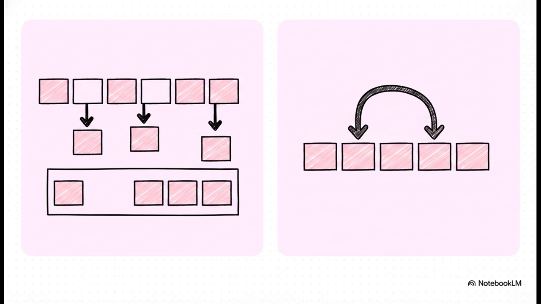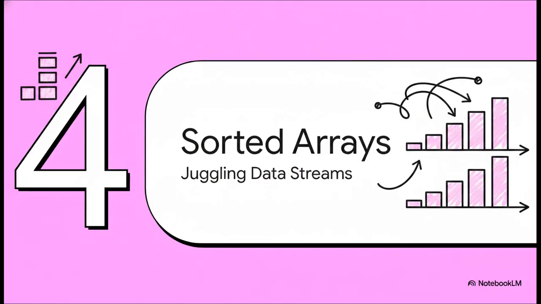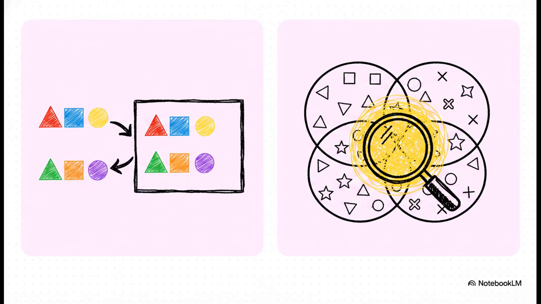Which brings us to Section 4, conquering sorted arrays. It's time to start juggling multiple data streams. Up until now, we've only been dealing with a single array. So let's escalate things to two arrays that are already sorted. There are two classic operations you've got to know here.